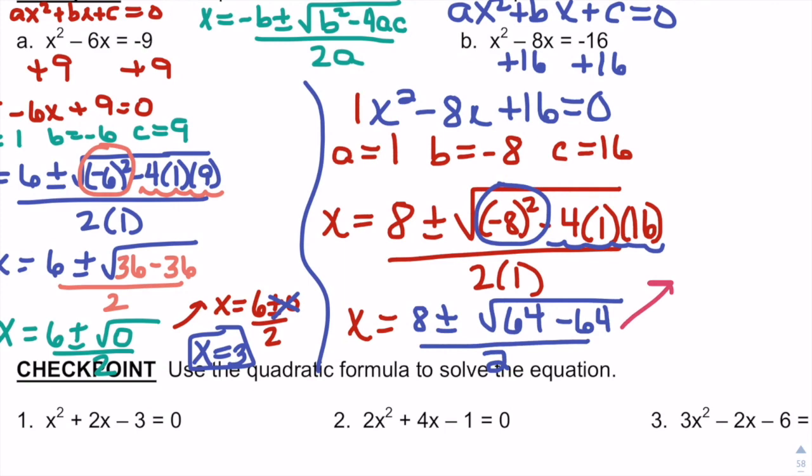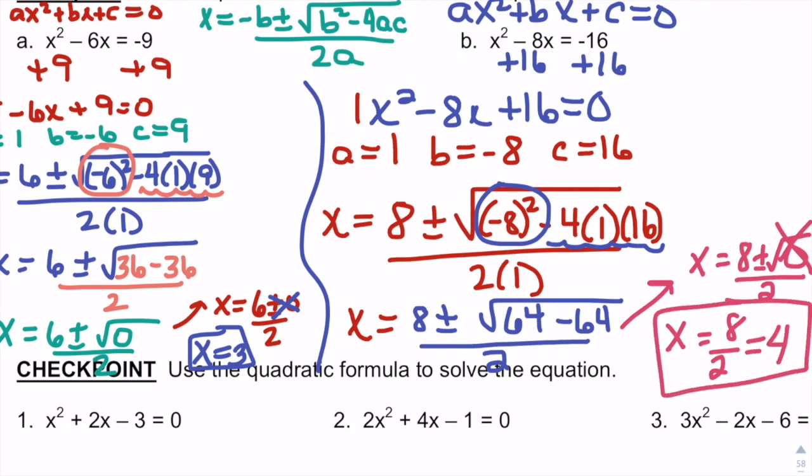Gonna just go up here on the side here. We have an 8 plus or minus, and then underneath the square root, again, 64 minus 64 is 0. And then we're still dividing it by 2. So we just said in the previous problem, if you add or subtract 0, it means nothing. So the only thing we have left, because that cancels, is 8 divided by 2, which is 4. So x is equal to 4.